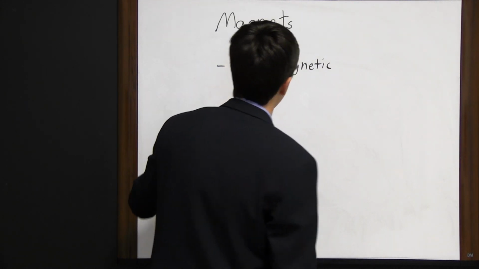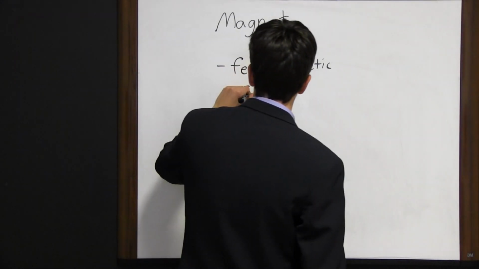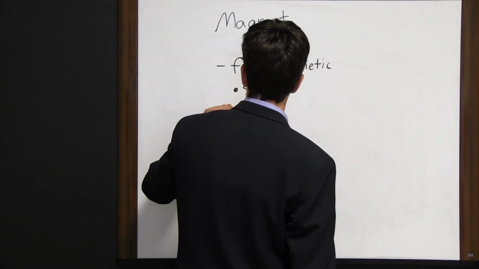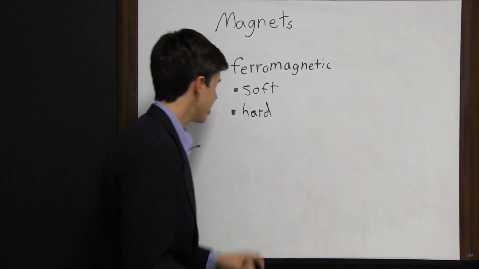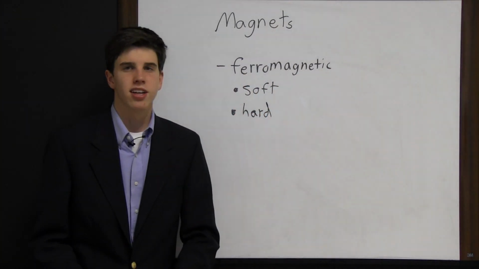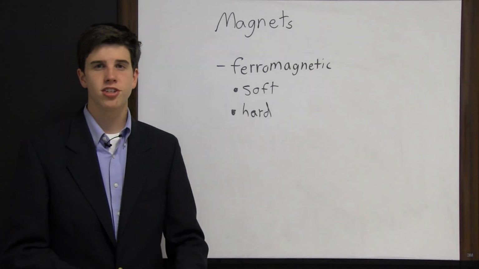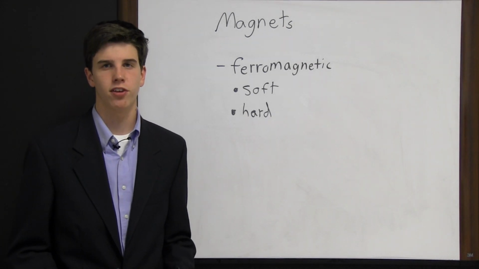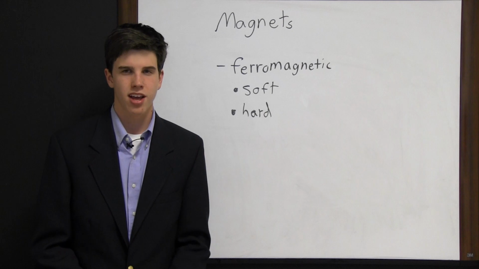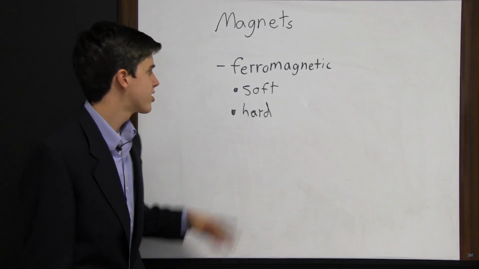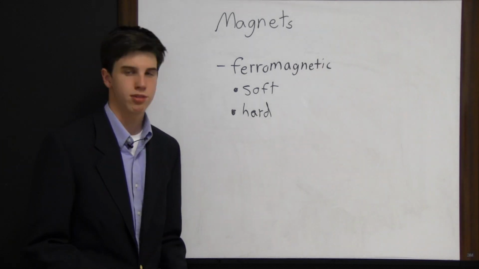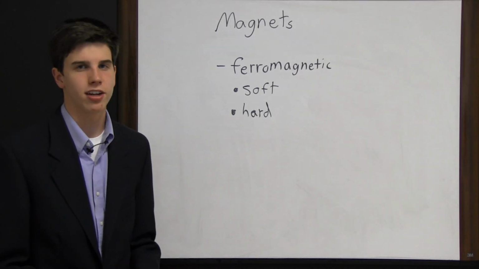And within the category of ferromagnetic materials, we have soft materials and hard materials. A soft ferromagnetic material is some type of material that responds to a magnetic field and will have that magnetic field for a little bit, but quickly loses it. Now, every substance on Earth in some way responds to a magnetic field, but soft ferromagnetic materials are the ones that respond a little bit more to that magnetic field.